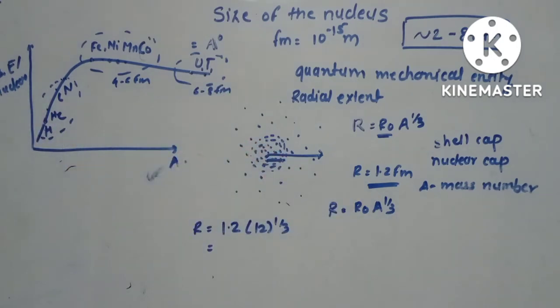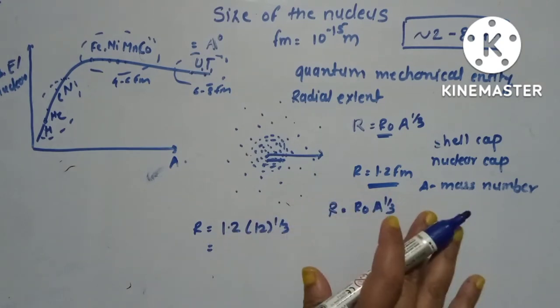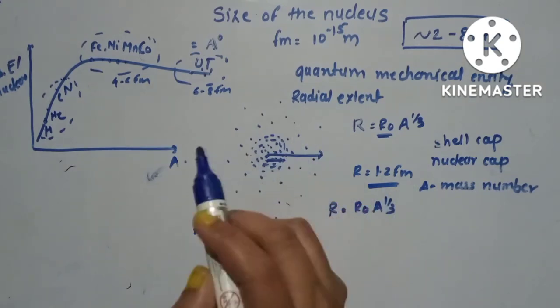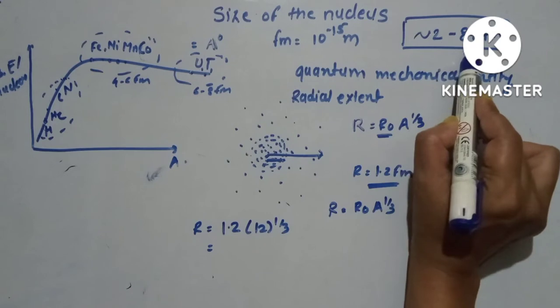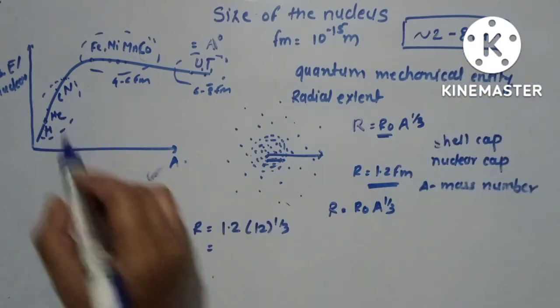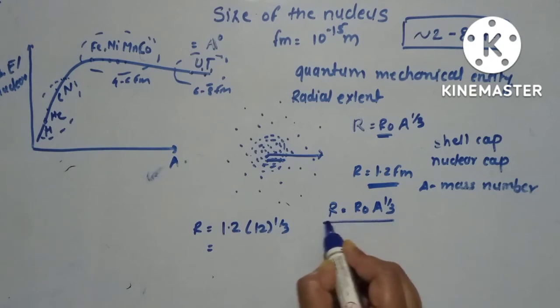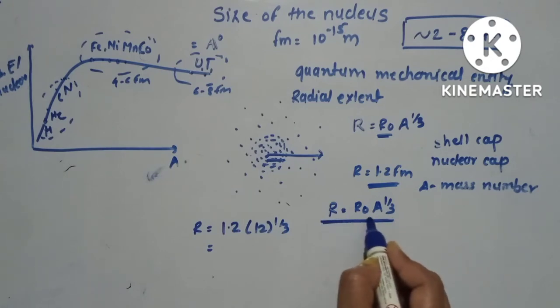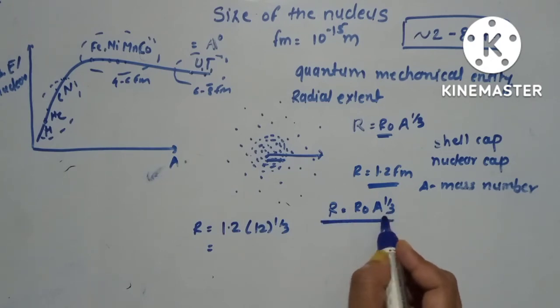So the radial extent of all the nuclei in the periodic table ranges only from 2 to 8.6 femtometers. You can take many examples and do the homework by using this simple formula: R is equal to R naught A raised to 1 by 3.